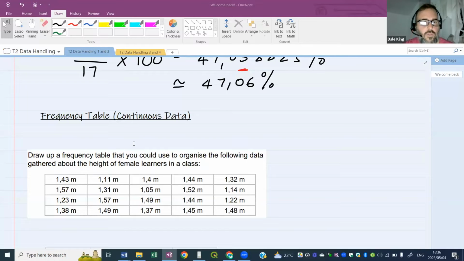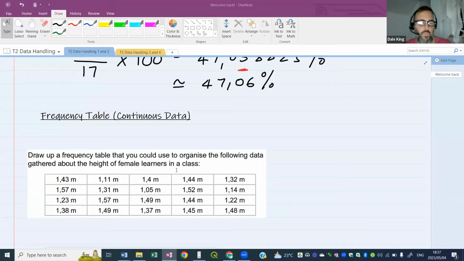So here we have the height of female learners in a class. On Tuesday, we spoke about the heights of rugby players. Now we're talking about the heights of female learners in a class. And these are all the heights here. You can see these heights have been measured in meters. The units are in meters. And every single number except for this one here in the middle at the top, 1.4, has 2 decimals. This number at the top only has 1 decimal, but there are decimals. So this definitely is continuous data.